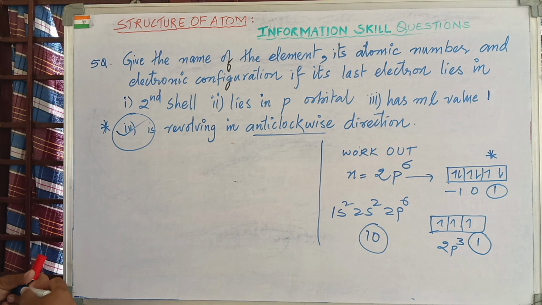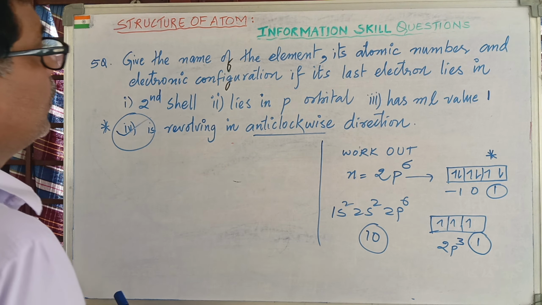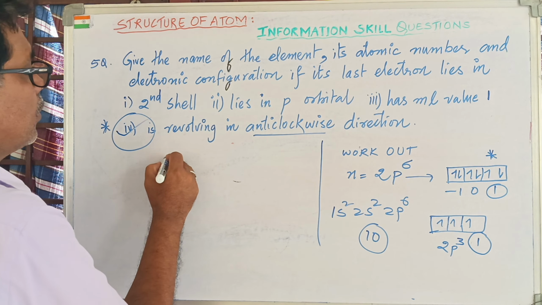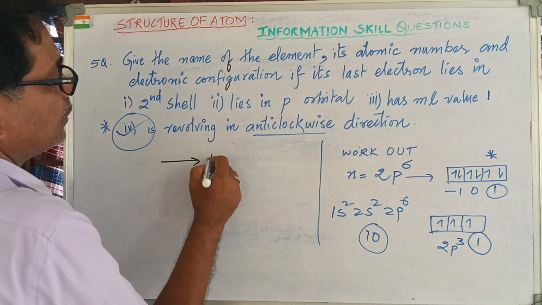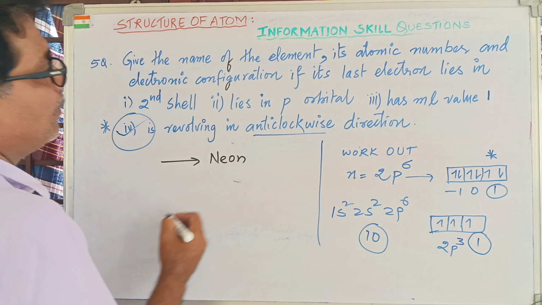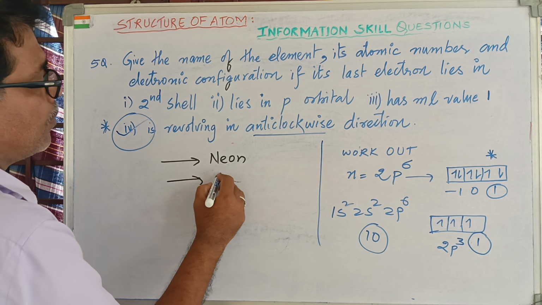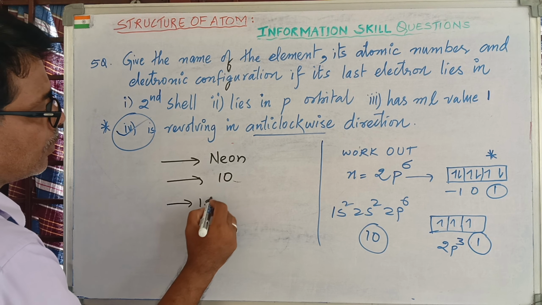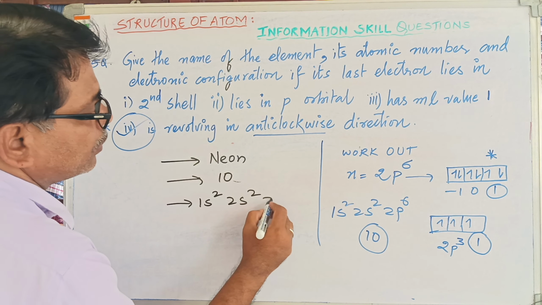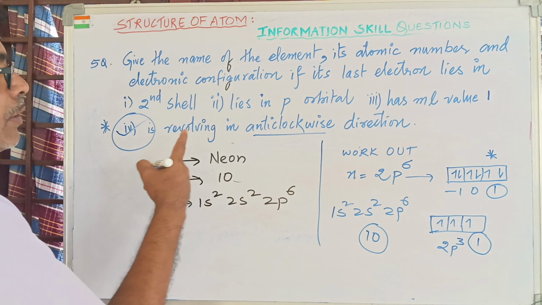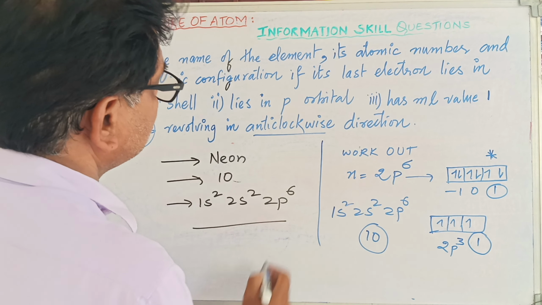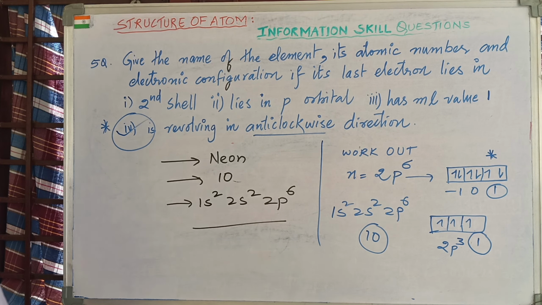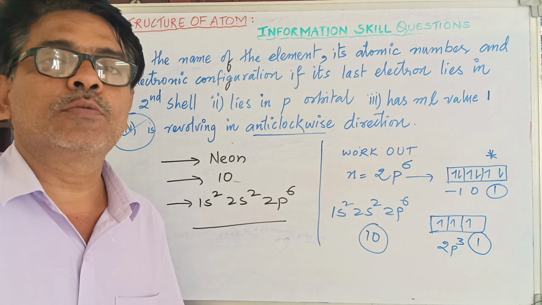So what is your first question? Give the name of the element. So 10 means what? Hydrogen, helium, lithium, beryllium, boron, carbon, nitrogen, oxygen, fluorine, neon. So it's neon. Neon is your answer. The element is neon. Atomic number of neon is how much? 10. What is its electronic configuration? I am writing the electronic configuration for 10: 1s2, 2s2 and 2p6. Finish, right? This is the answer. So the element is neon, atomic number is 10, and the electronic configuration is 1s2, 2s2, 2p6.